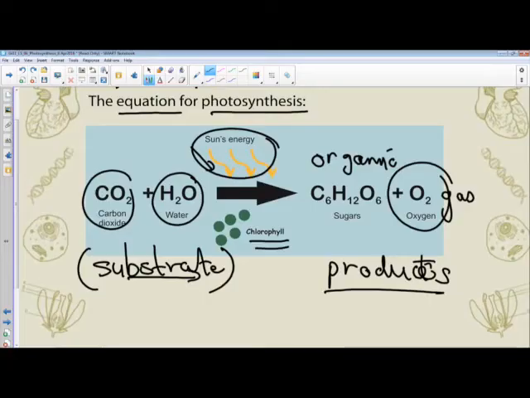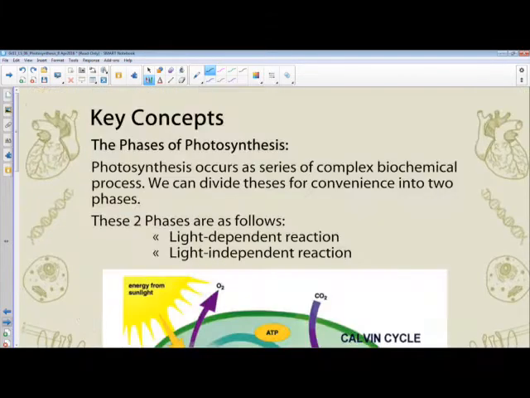Photosynthesis is a process that occurs in the chloroplast where energy from the sun converts carbon dioxide and water into an organic molecule producing oxygen as a waste product. So the key concepts are the carbon dioxide, water, the energy from the sun producing the products, glucose and oxygen. I hope you guys have got that. And what I'm saying is that you do not have to remember the definition. Learn the equation, and from that equation you can synthesize a definition.